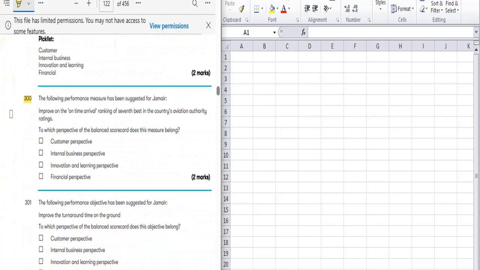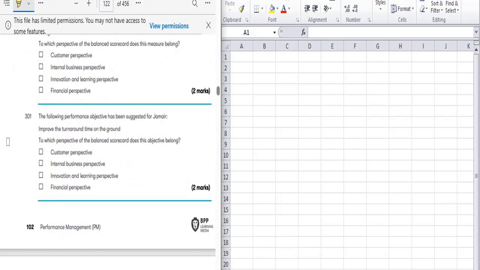So this measure belongs to the customer perspective of the balanced scorecard. Okay, so you can identify the answer like this also. So moving ahead, to which perspective of the balanced scorecard does this objective belong?